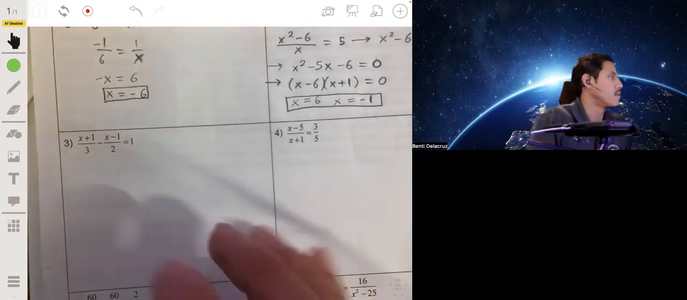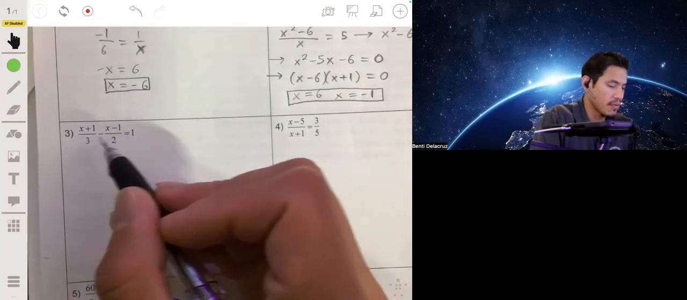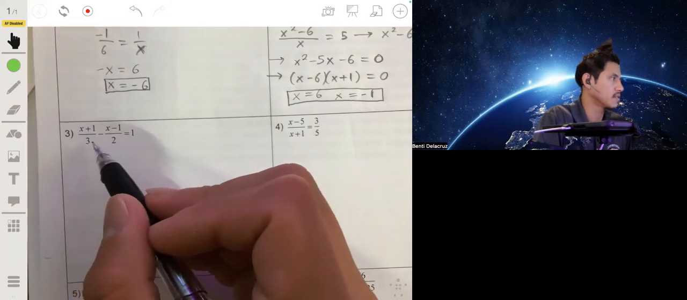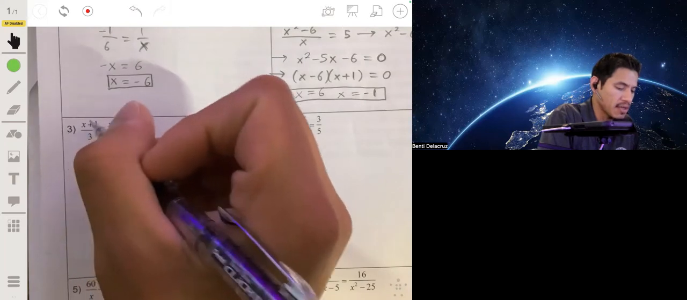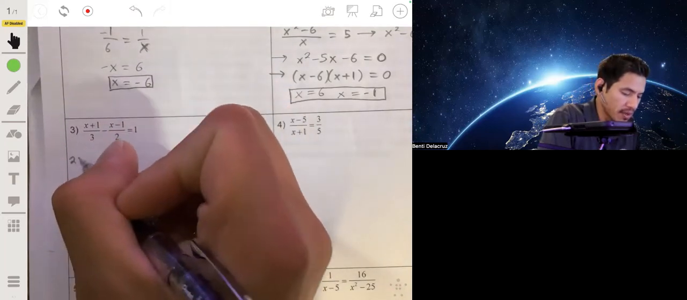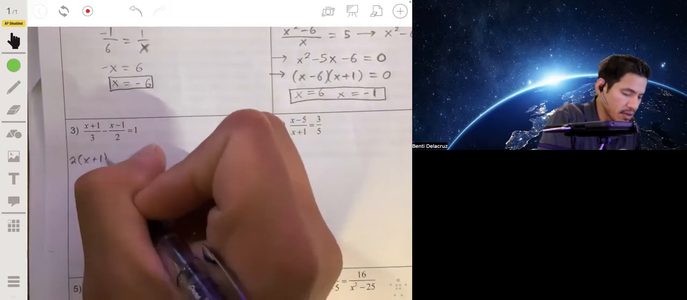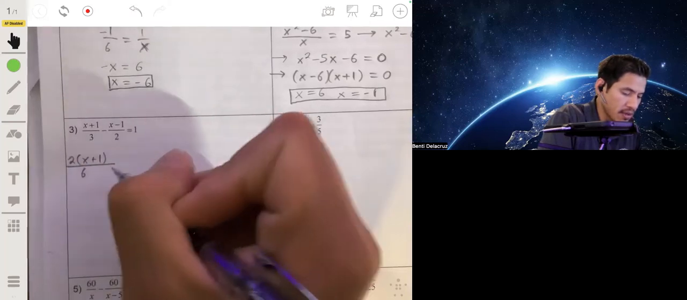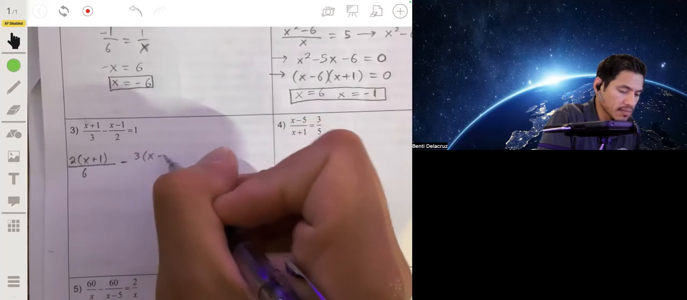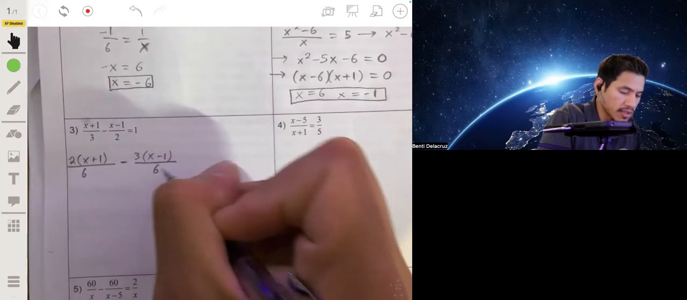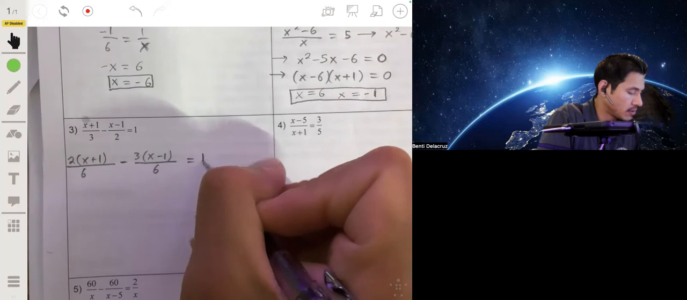All right, number 3. Here, let's make both these denominators the same. So let's make them both 6 since both 3 and 2 go into 6. So we're going to multiply this by 2 over 2. So we're going to have 2 times x plus 1 over 6. And we're going to multiply this by 3 over 3. 3 times x minus 1 over 6 is equal to 1.